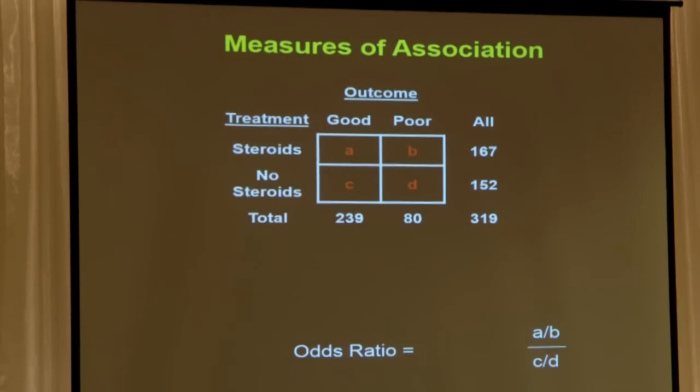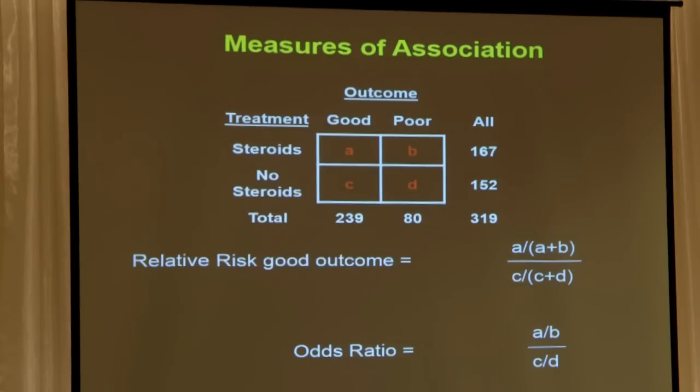There are a handful of ways to do that. One of them is this thing called an odds ratio. This is looking at the odds of a good outcome, which is A over B for the steroids, compared to the odds of a good outcome with no steroids. So it's an odds ratio.